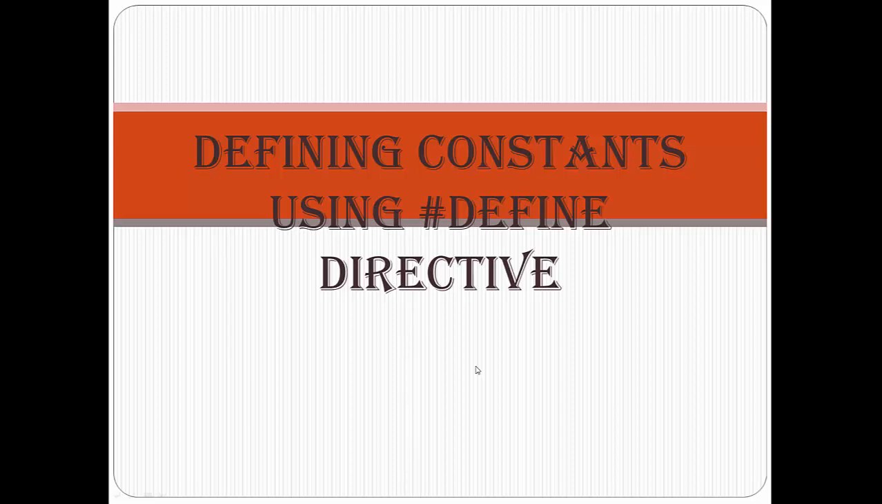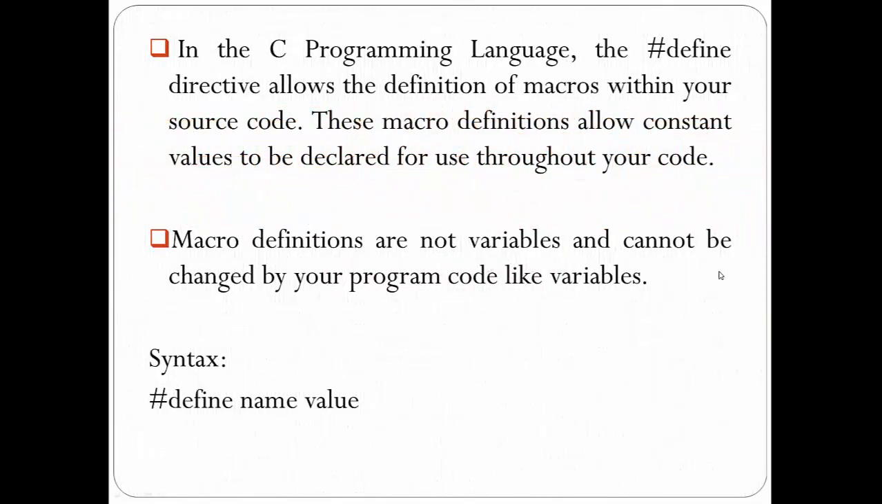In this lecture, we'll learn about defining constants using the #define directive. In one of my previous lectures, we have already seen the concept of constants. Constants are the values which cannot be changed throughout the program. In the previous lecture, we have seen how to define constants by making use of the const keyword. In this lecture, we'll learn the same concept but by making use of the #define directive.